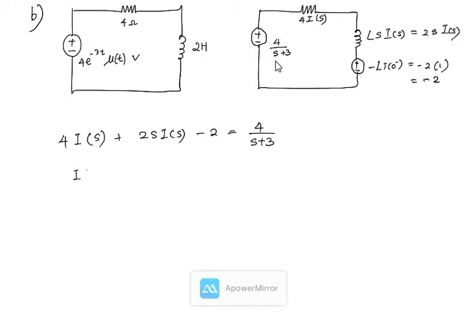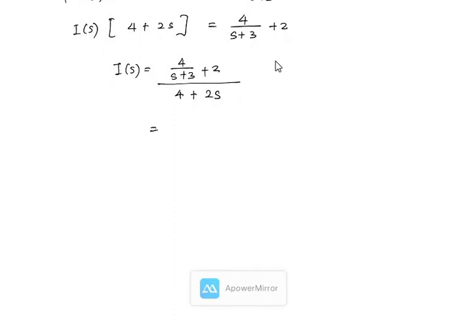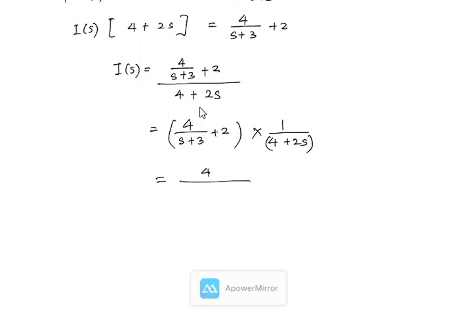So I now take out the Is and I left 4 plus 2s equal to 4 over s plus 3 plus 2. I bring the 2 to the right hand side, so plus 2. So Is is equal to 4 over s plus 3 plus 2, divided by 4 plus 2s. And this is equivalent to 4 over s plus 3 plus 2 times 1 over 4 plus 2s. So we can write it this way, 4 over s plus 3, and then this one we can factor out, we can have a 2 times 2 plus s. When you multiply in, you still get 4 plus 2s.